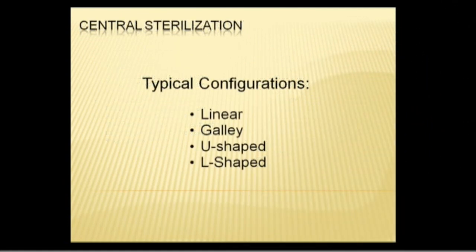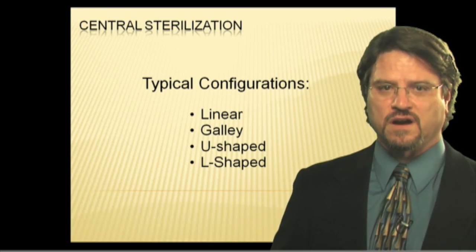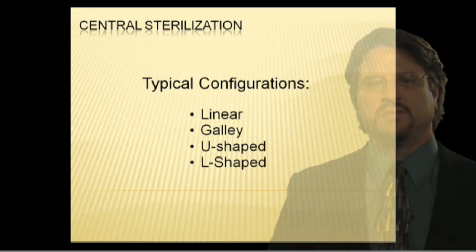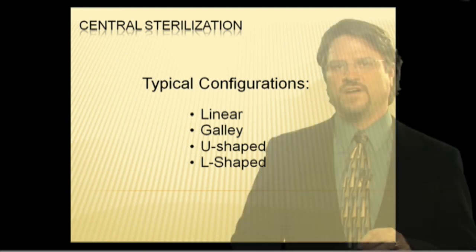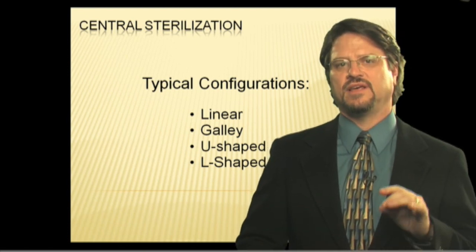The next topic is central sterilization. Sterilization is the next most important space in the treatment zone and needs to be designed as efficiently as possible. It should be located as equidistantly as possible from the farthest operatories and should allow for easy access into and out of it. Because of this, it is a space that can be seen by patients and should be perceived as very clean and sterile. We will review the following configurations: linear, galley, U-shaped, and L-shaped.